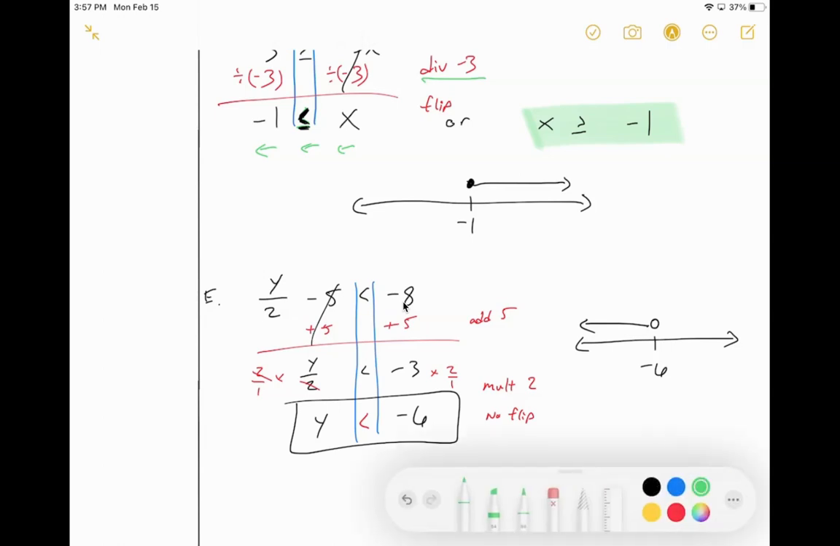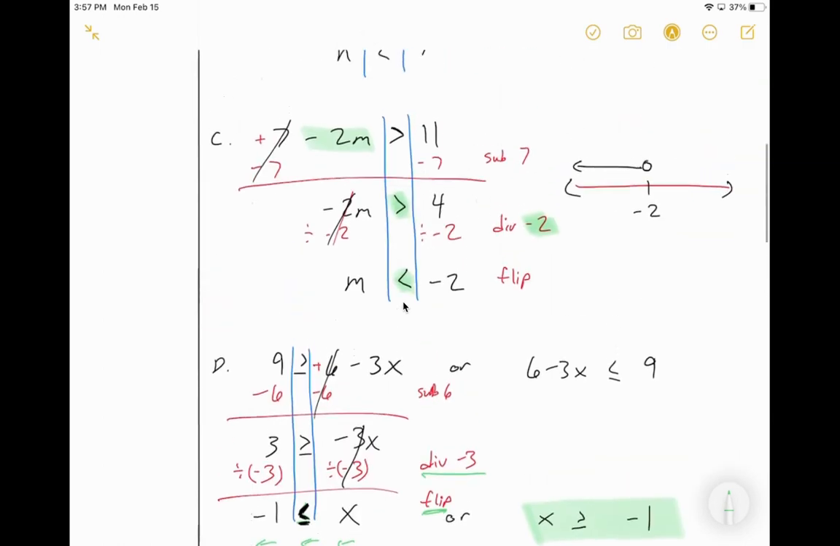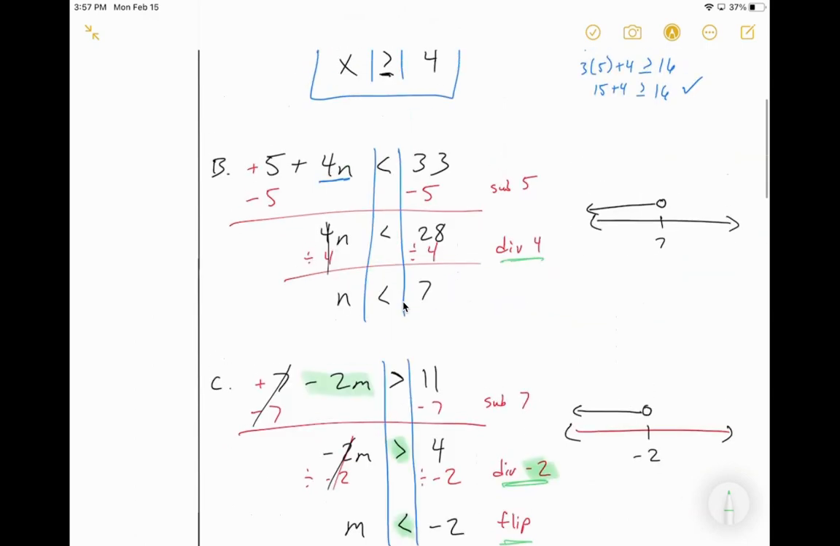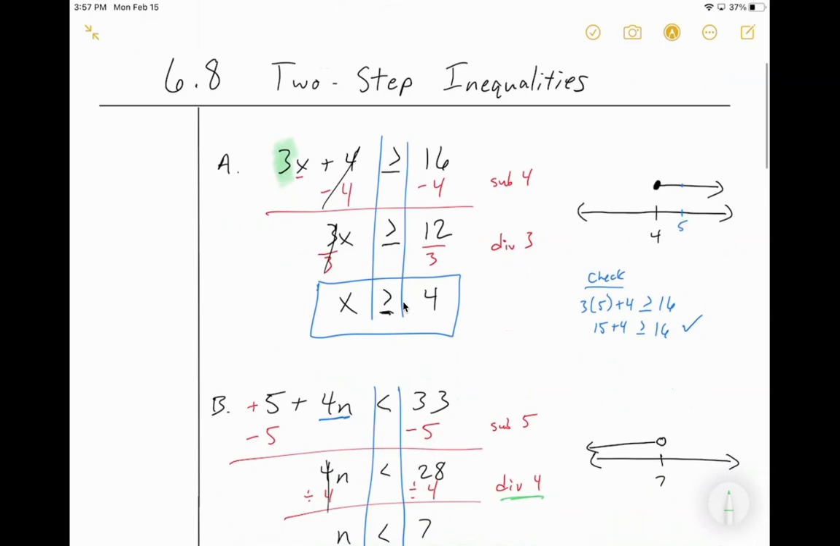Again, the step is right here. Multiply by 2, no flip. Divide by -3, yes flip. Divide by a -2, yes flip, okay? Divide by a +4, no flip, all right? So that's the idea that we get here. Again, you do your addition and subtraction first, and then you do your multiply and divide. Okay? And that's two-step inequalities.